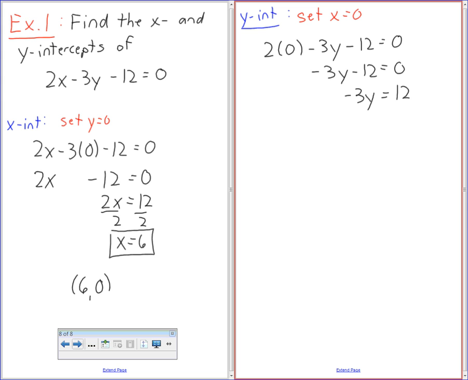All right, one other brave person. Go ahead. Divide by negative 3. Wonderful. See how brave you guys are at algebra? This makes me so happy. So y should be negative 4.